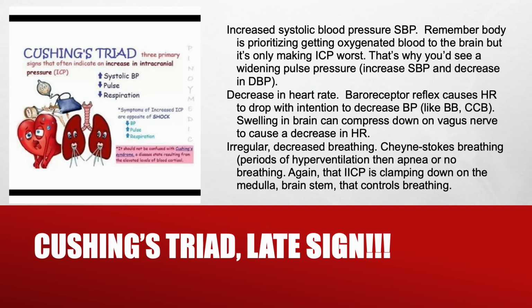Let's talk about Cushing's triad. And this is a late sign. And it's composed of 3 different things. And one of them is increased systolic blood pressure. And remember, the body is prioritizing getting oxygenated blood to the brain, but it's really only making ICP worse. And that's why you'd see a widening pulse pressure, that increased systolic blood pressure, and the decrease in diastolic. All right, you're going to see it widen. That heart is squeezing more, and it's squeezing harder to get more blood to the brain.